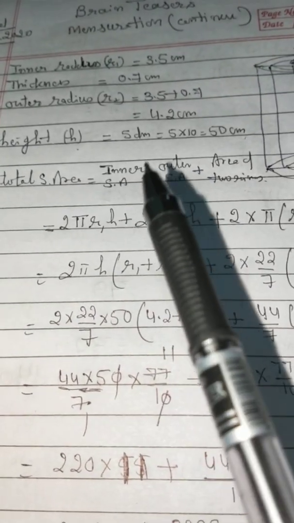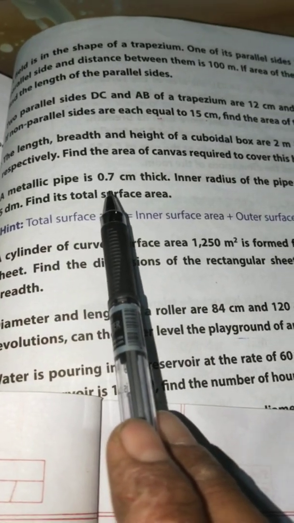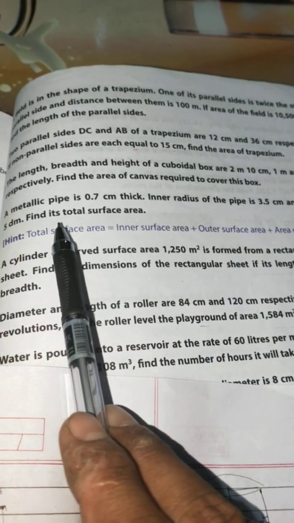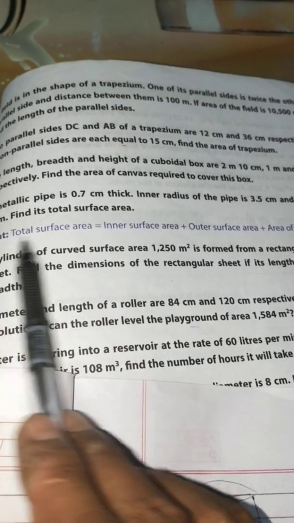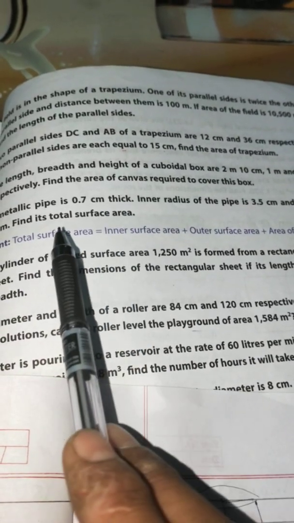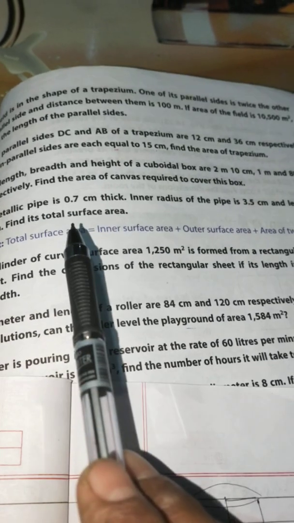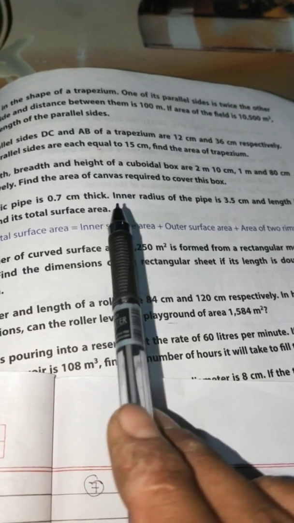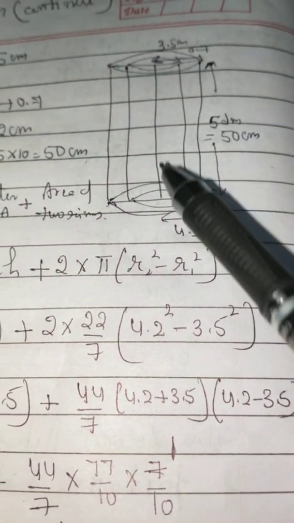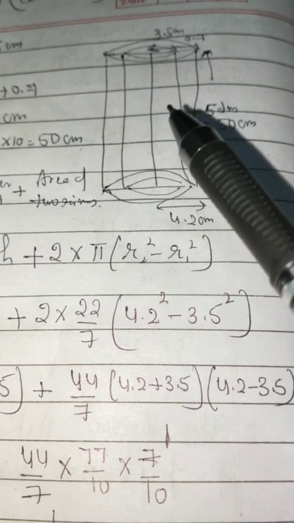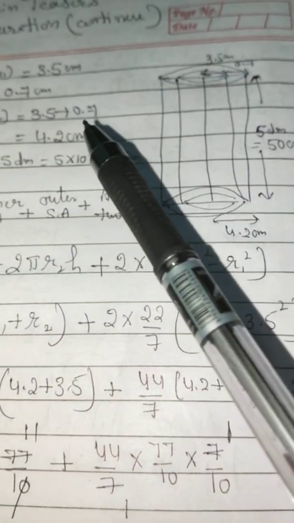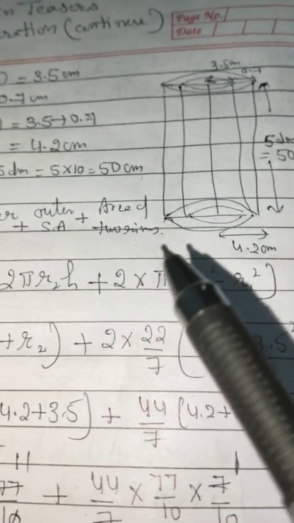So again read your question carefully. Once again, a metallic pipe is 0.7 centimeter thick, inner radius of pipe is 3.5 centimeter and length is 5 decimeter. Find its total surface area. If the hint is not given, then you can also solve this sum. Total surface area of metallic tube is equal to inner surface area plus outer surface area plus area of two rims. First of all, you can draw the diagram. If you can draw the diagram correctly, half of the work is done by you. After that, the sum will be very easy. Only the calculation part is left for you.